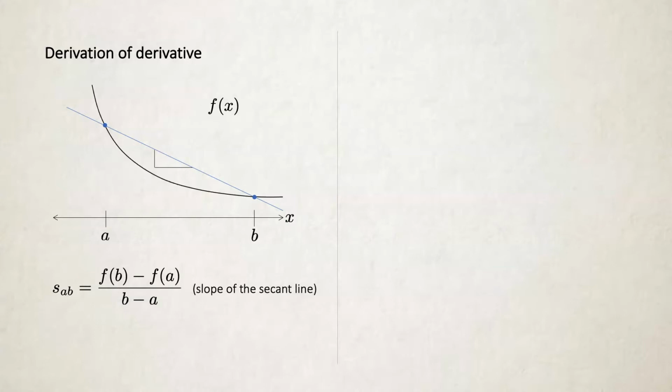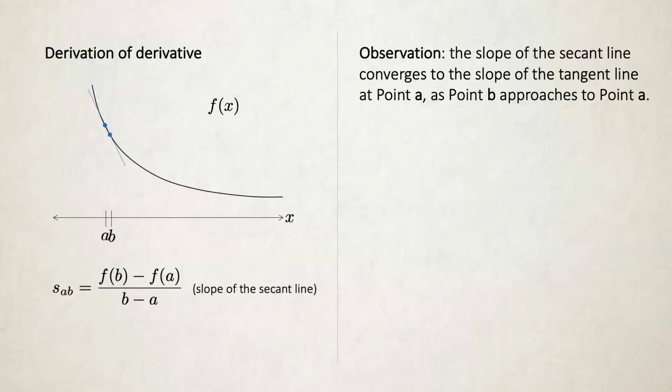Now let's fix the point A and move point B closer and closer to A. What do you observe? Do you notice that the secant line is converging to the tangent line at point A? This implies that the slope of the secant line is converging to the slope of the tangent line at point A as point B approaches point A. This can be written mathematically as f prime of A equals limit B approaches A of f of B minus f of A over B minus A.